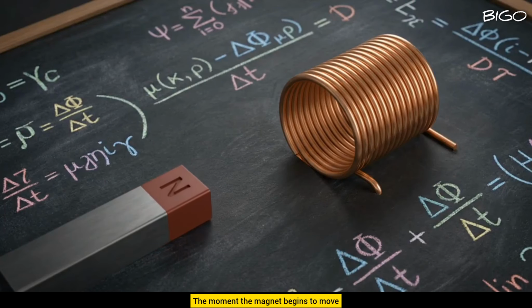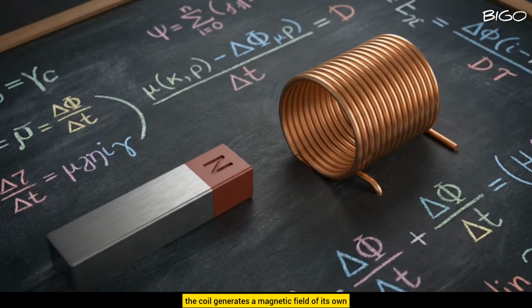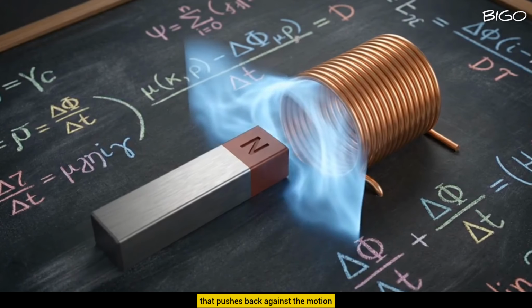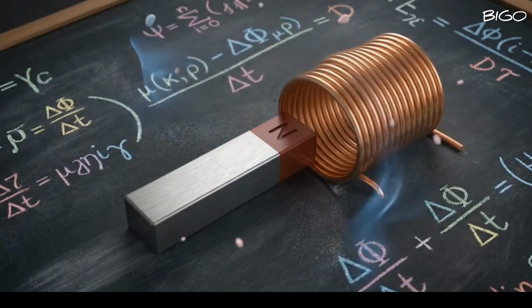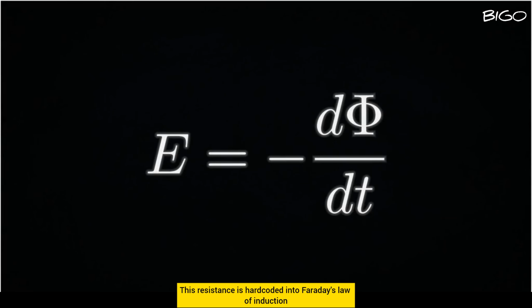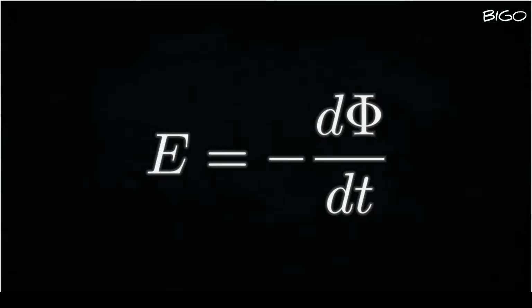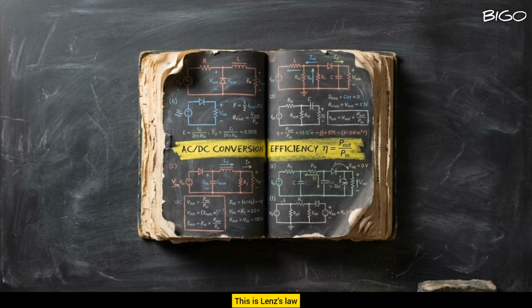The moment the magnet begins to move, the coil generates a magnetic field of its own that pushes back against the motion. This resistance is hard-coded into Faraday's law of induction. While the rest of the equation calculates the amount of voltage produced, this specific negative sign dictates the direction of that force. This is Lenz's law.